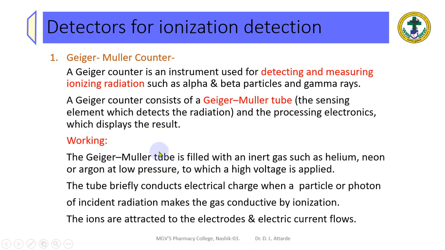The basic working: an inert gas such as helium, neon, or argon is filled inside this Müller tube at low pressure, to which high voltage is applied. The tube briefly conducts electric charge when particles or photons of incident radiation make the gas conductive by ionization. So, from your metabolites, when ionization comes because of emission, these particles get ionized, or we say these ions get attracted to electrodes and the electric current flows. So, this is about the Geiger-Müller counter as a detector.